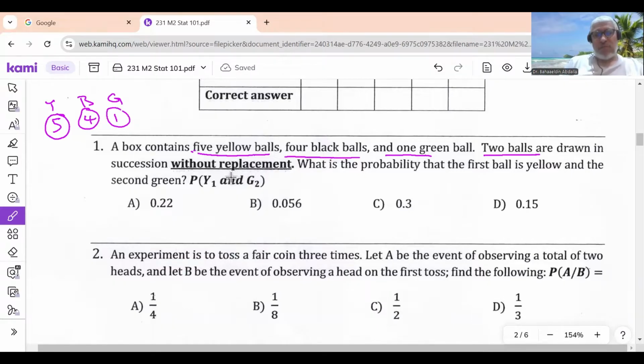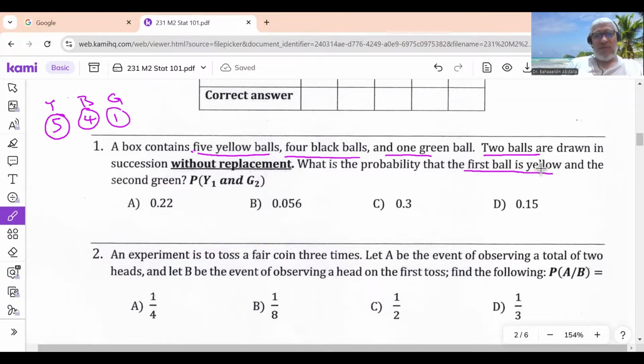Without replacement means we take the first ball and we don't put it back. So when we choose the second ball, there will be 9 balls to choose from. Now the total of balls, 5 plus 4 plus 1, is 10. So in the first choice, I have 10 balls. The question: what is the probability that the first ball is yellow?